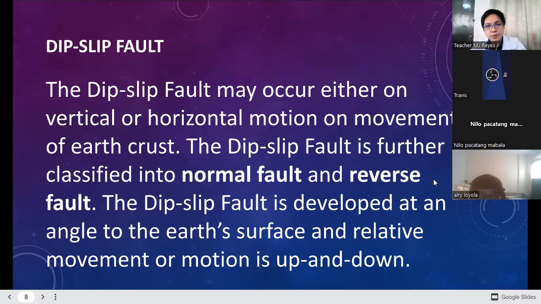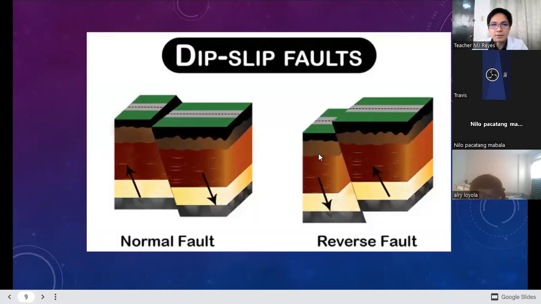You have two classifications of dip slip fault: the normal fault and the reverse fault. Let's take a look at this one. This is a dip slip fault. The normal fault. This is your fault plane, correct? Where is your footwall and where is your hanging wall?